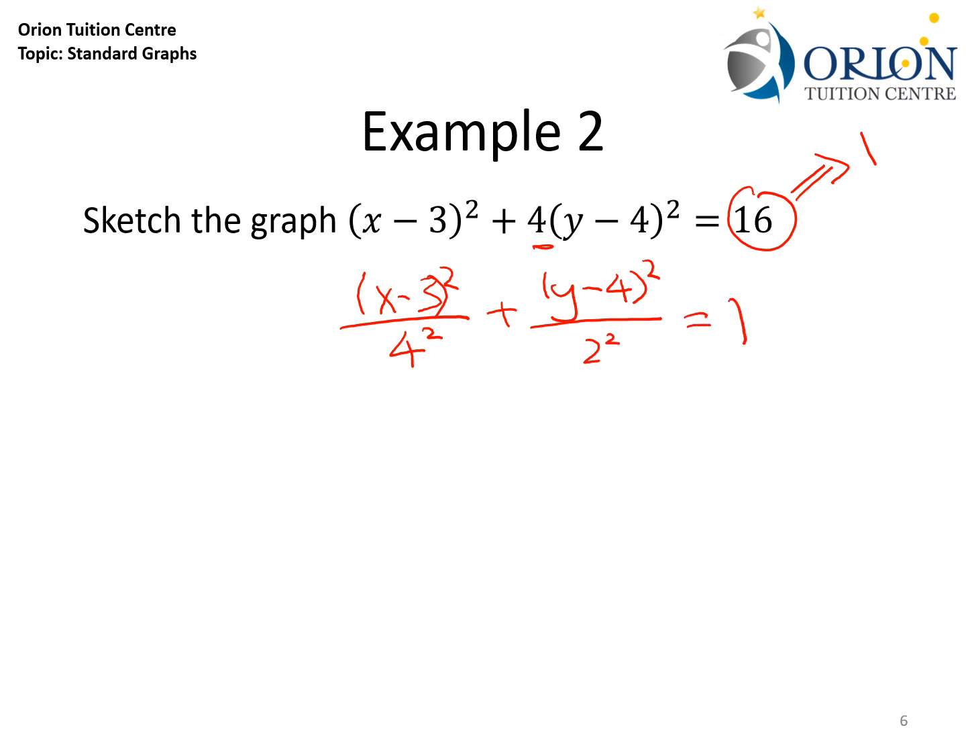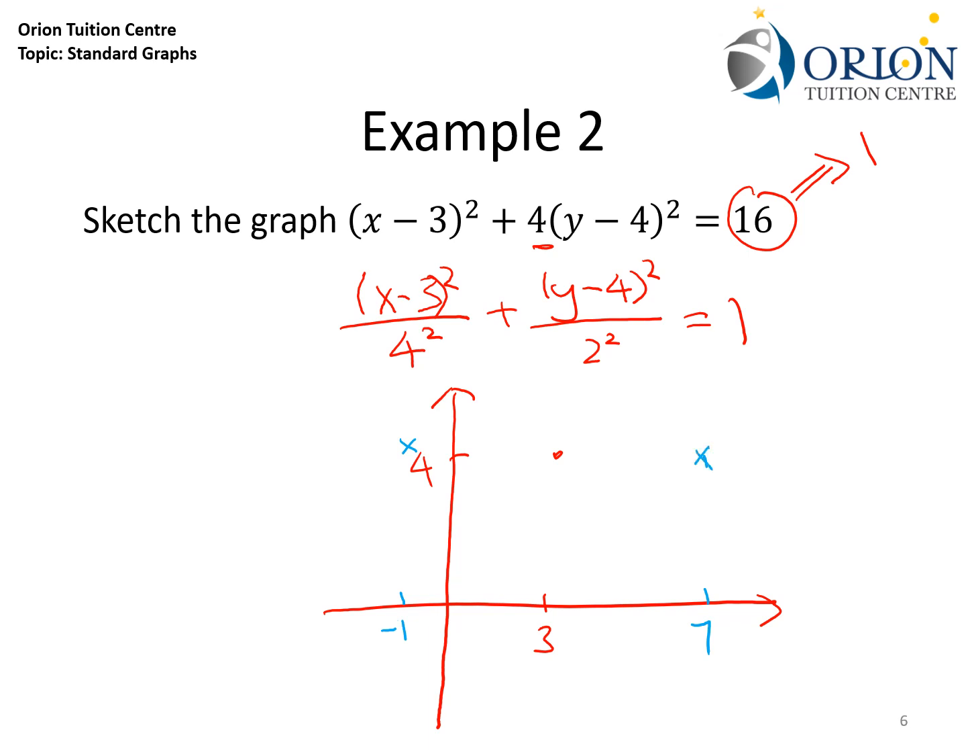And therefore, with this, we know that the center of the ellipse is at 3, 4, which is somewhere here. The horizontal radius of the graph is 4. That means it is going to end up at -1 and 7. The vertical radius is 2, therefore we will end up with 2 and 6. And therefore, with these 4 points, we can connect the dots to form the ellipse like this.